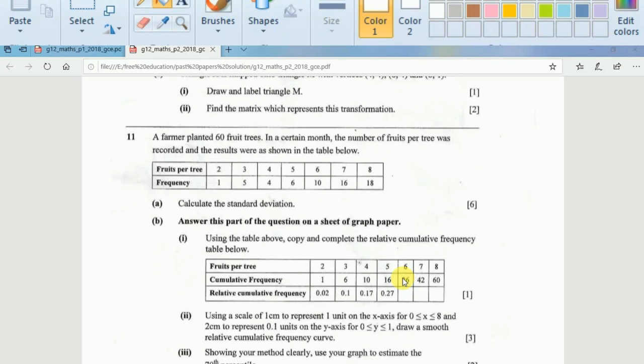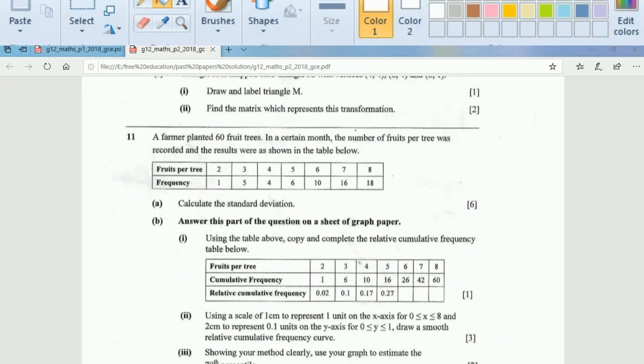Now look at the question that came in 2018 for Mathematics Past Paper 2 for GCE, and this was question 11. So question 11 reads, a farmer planted 60 fruit trees. In a certain month, the number of fruits per tree was recorded, and the results were as shown in the table below. So I have that table. The first question reads, A, calculate the standard deviation.